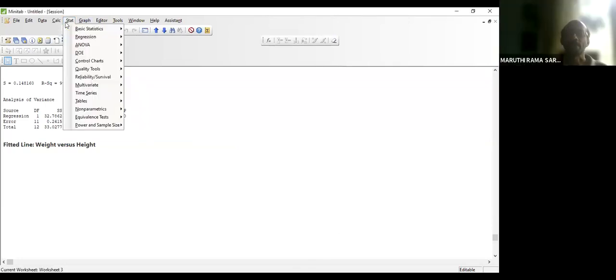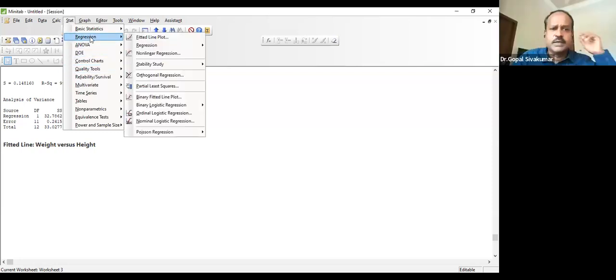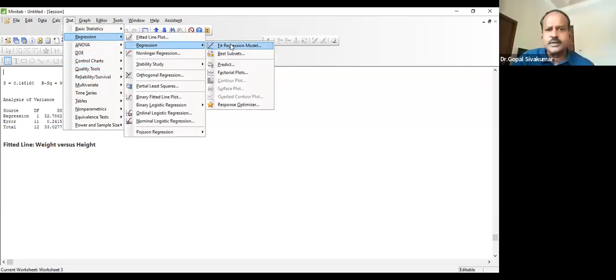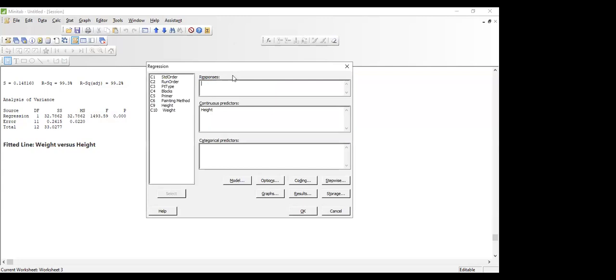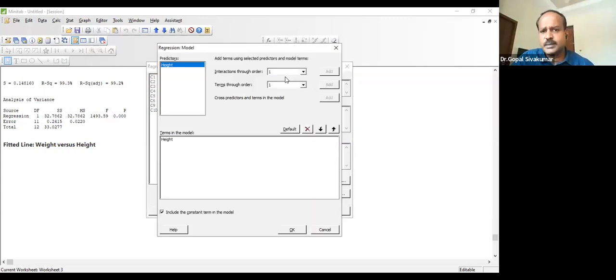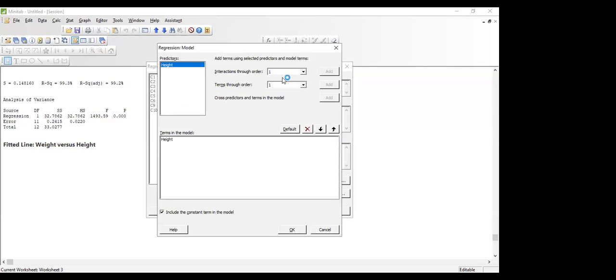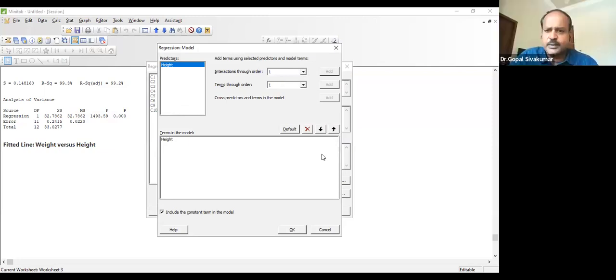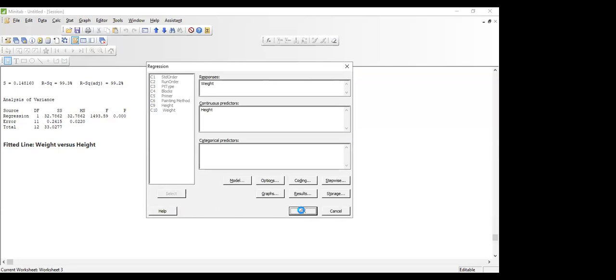So go to Stat, go to Regression, Regression again, Fit Regression Model. Y variable is the weight of the baby, X variable is the height of the baby, and then the model is linear model. 1 means linear model, 2 means quadratic model, 3 means cubic model. Anything can turn out to be the best model, but right now I want to go with 1. I give OK, 1 more OK.